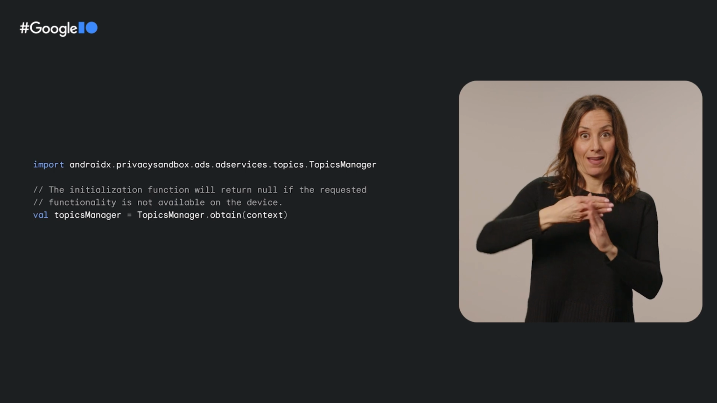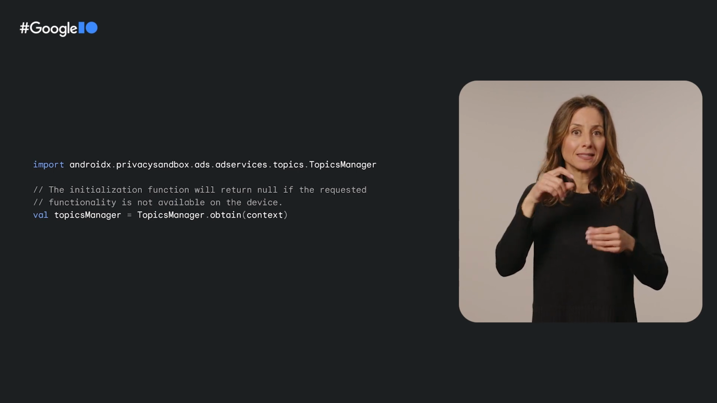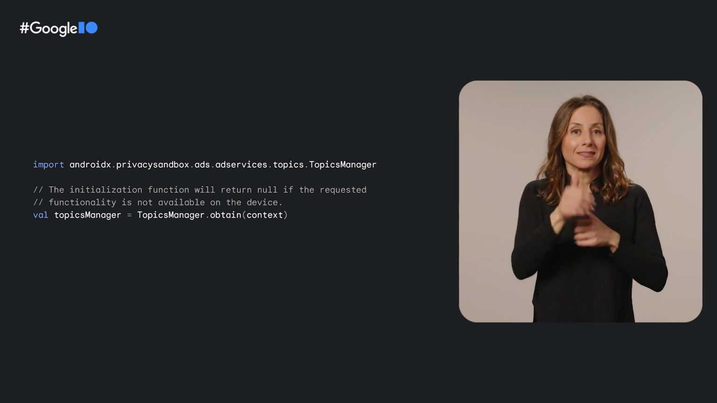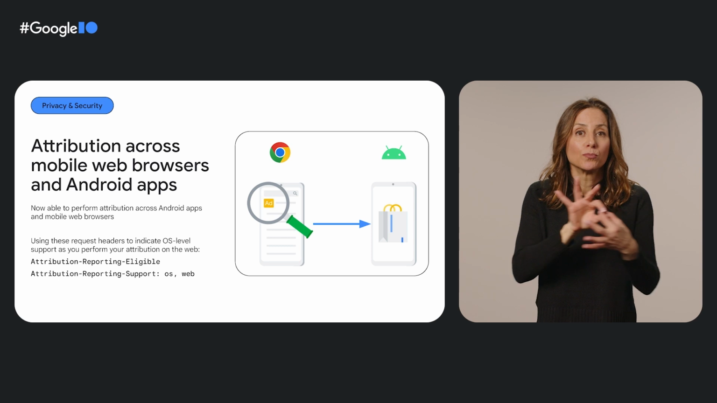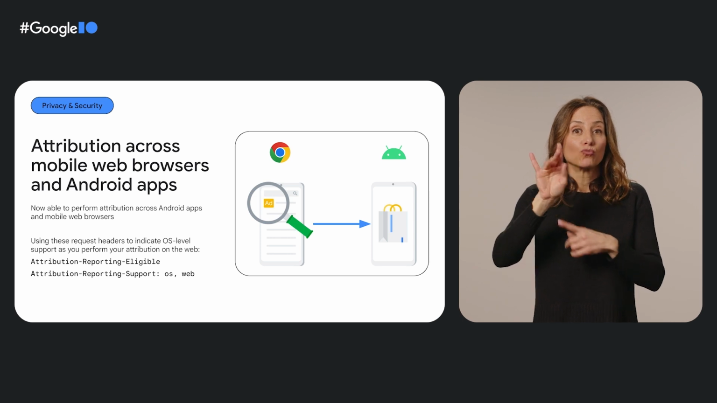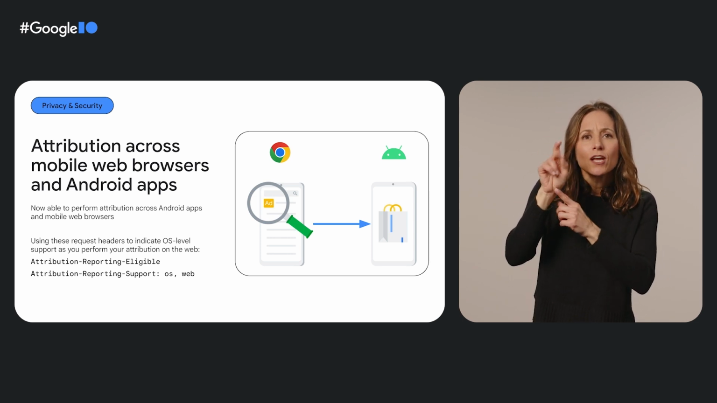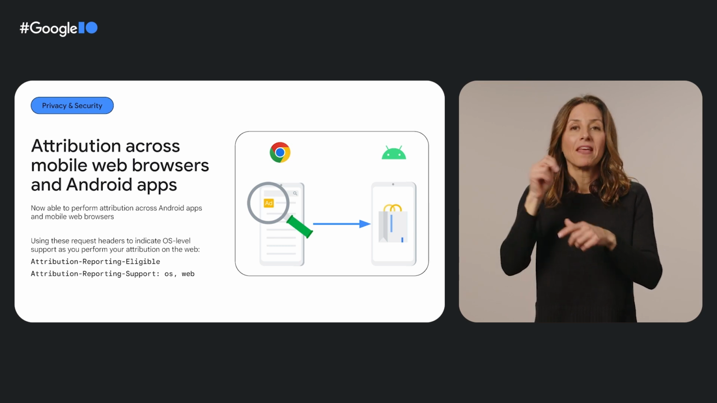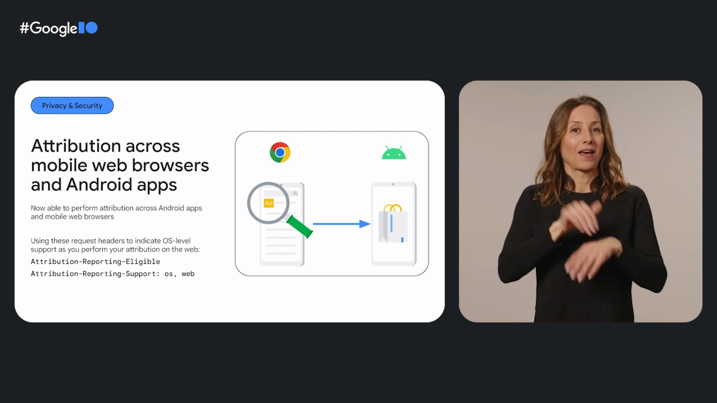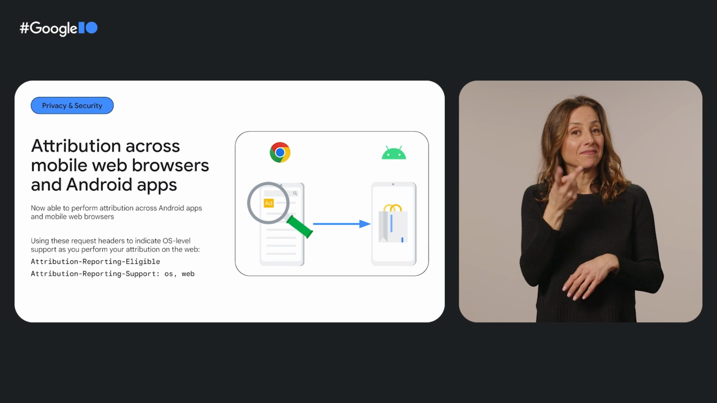After you add the Jetpack dependency to your project in your build file, you can check for the availability of the Privacy Sandbox at runtime with the obtain function when you call the APIs. The Privacy Sandbox can work together across web and mobile platforms to provide valuable data insights and perform more accurate attribution. Cross-web and app attribution is currently available on Chrome and Android platforms. As you implement attribution on the web, you can use request headers to determine if OS-level support is available, and then delegate to the OS to perform attribution. This allows for conversions made on an app to be attributed to ads shown on the web, and vice versa.